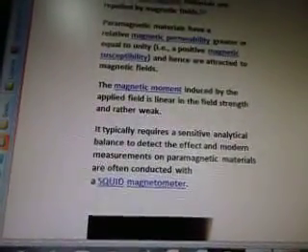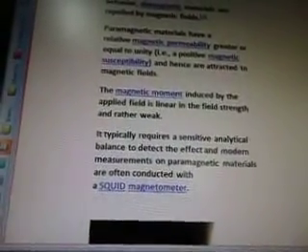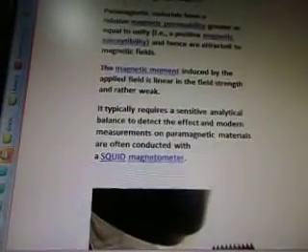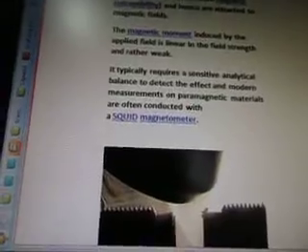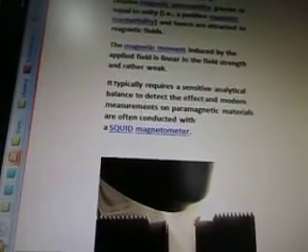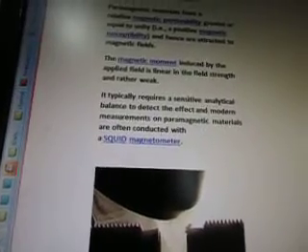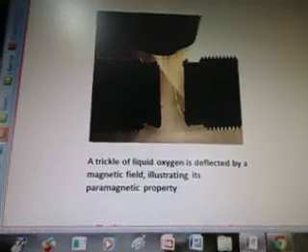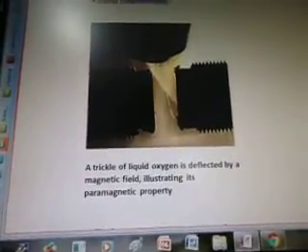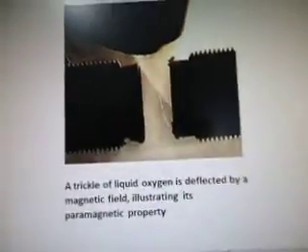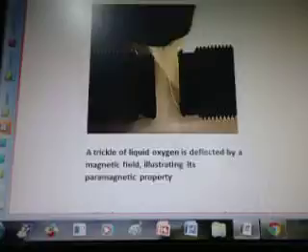The magnetic moment induced by the applied field is linear. So there's another keyword there, linear. And the field strength is rather weak. So weak would be our weak bosons. It typically requires a sensitive analytical balance to detect the effect, and modern measurements on paramagnetic materials are often conducted with a SQUID magnetometer. So here's a trickle of liquid oxygen. It's deflected by a magnetic field, illustrating its paramagnetic property. I don't know if you can see it there. It's very faint.